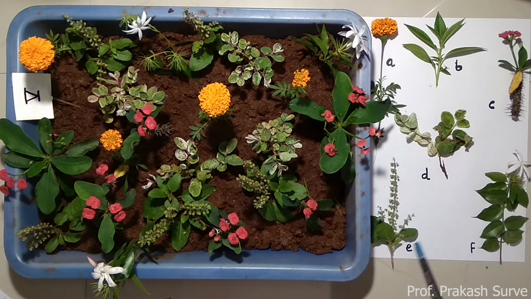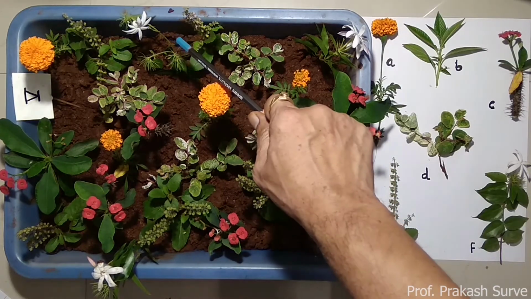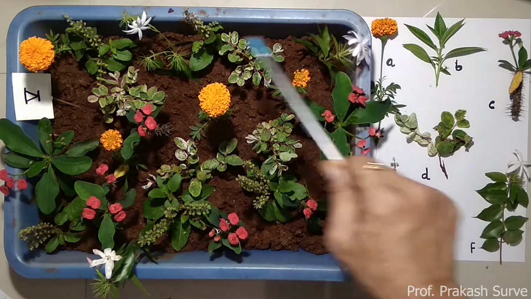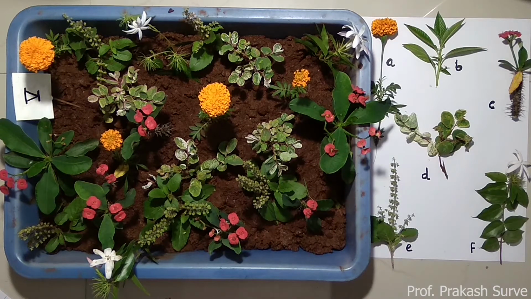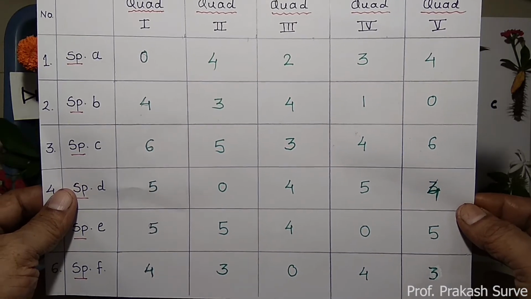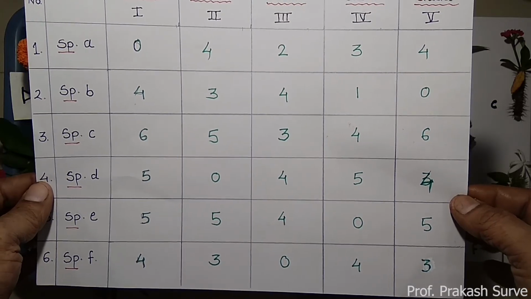Species E, we will find out 1, then 2, then 3, then 4, and 5. So 5 plants about species E. Species F, 1, then 2, and 3 plants. So here we got the result, that is about each species' numbers. The total numbers what we got here, that I will show. So this is the result for our fifth quadrant: species A4, B0, C6, D4, E5, and F3.